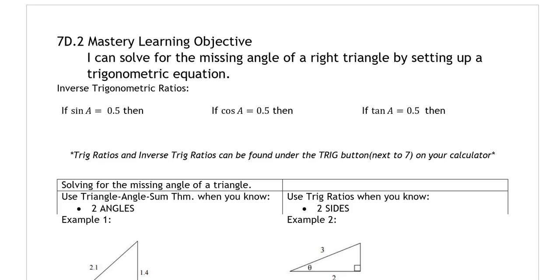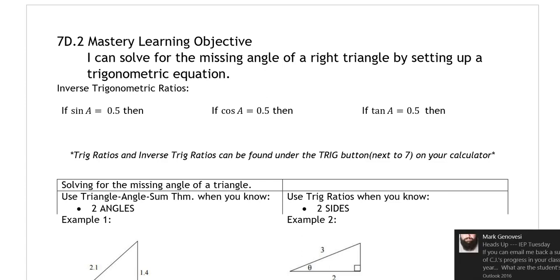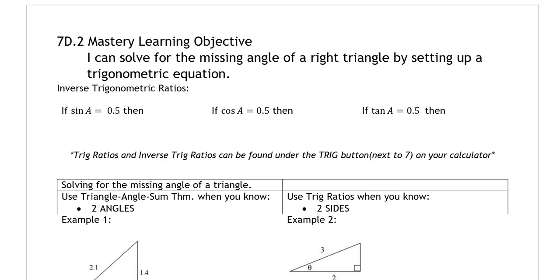Alright, now looking at 7D.2. We are now solving for the missing angle. So in D1 we were solving for a missing side. Now we don't know what one of our angles is. I can solve for the missing angle of a right triangle by setting up a trigonometric equation.